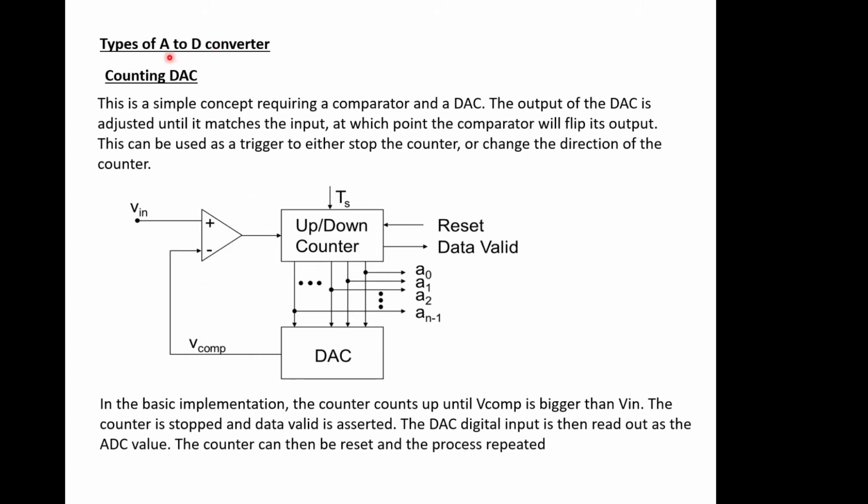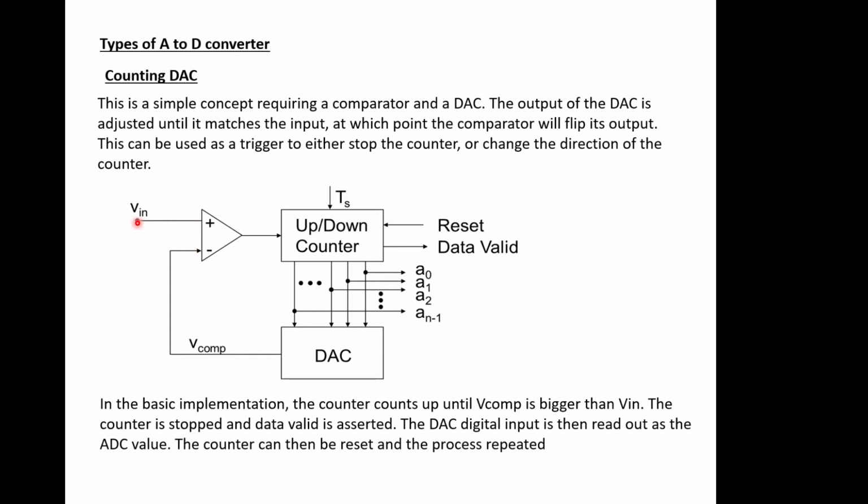So that moves us on to types of A to D converter. You'll have done some of these with Alex in part 2, but we'll just run over them quickly for completeness. So the counting A to D converter, this has a DAC in it, but it's an A to D. It requires a comparator and a DAC, a digital to analog converter, and we end up with a structure like this. This is a comparator, so that just gives us a high or a low output depending on whether the signal here is higher or lower than this input.